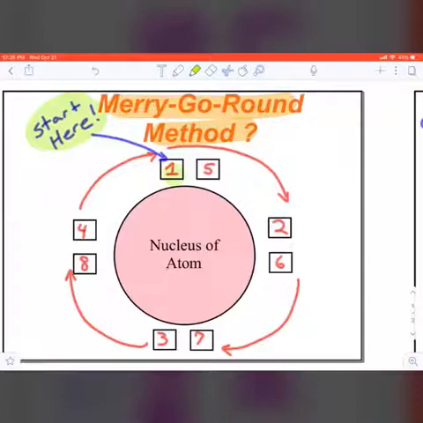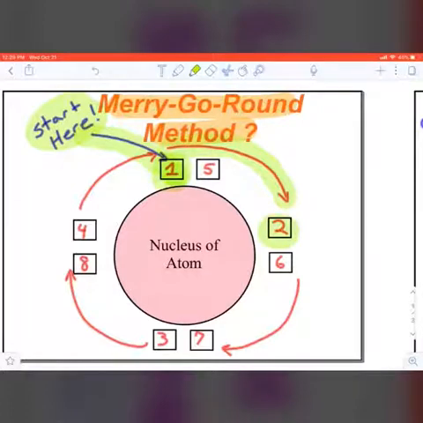Now, you could technically start at any of these seats, but for the point of our class, at this point, we're always going to start here. My answer keys have it built starting here. Now, with the merry-go-round method, if we had 1 electron, we'd put that 1 electron here. Let's say we have 2 electrons. We'd put the first one here, and then we'd go around the merry-go-round and put in our second electron.